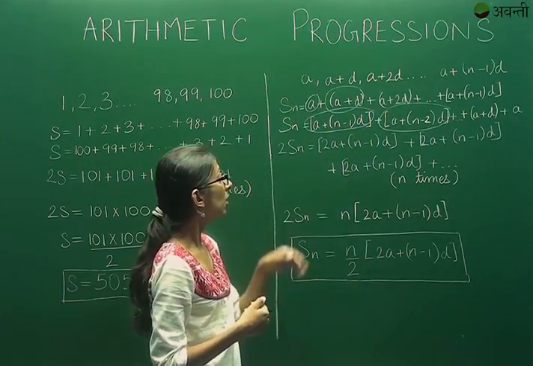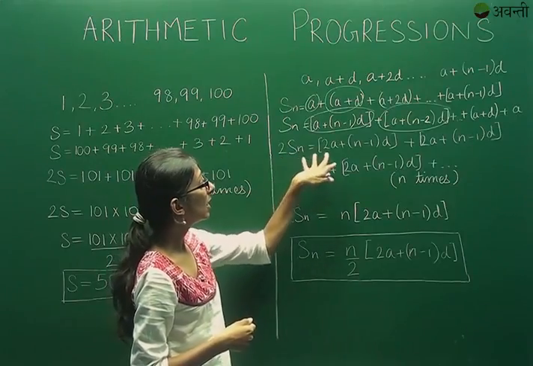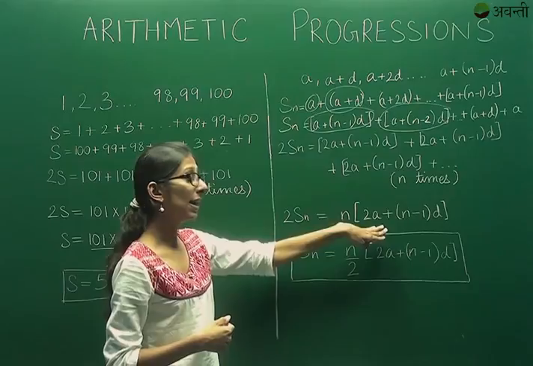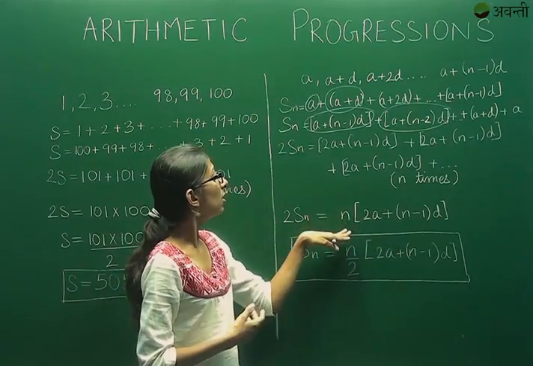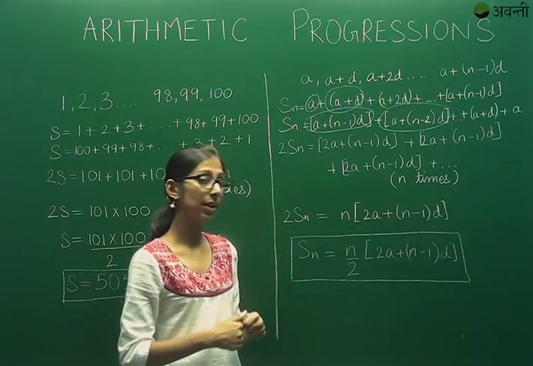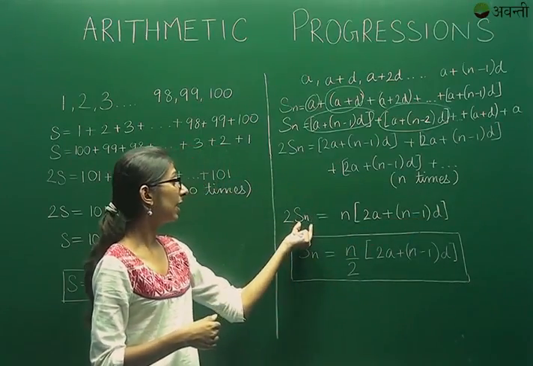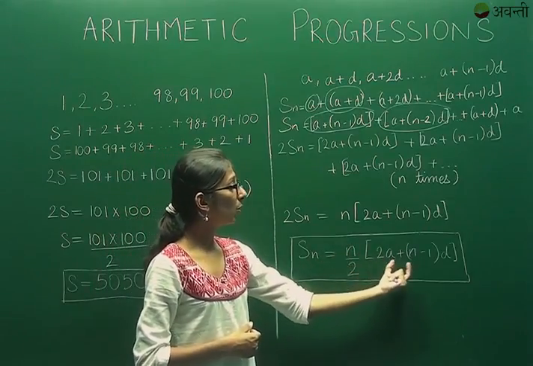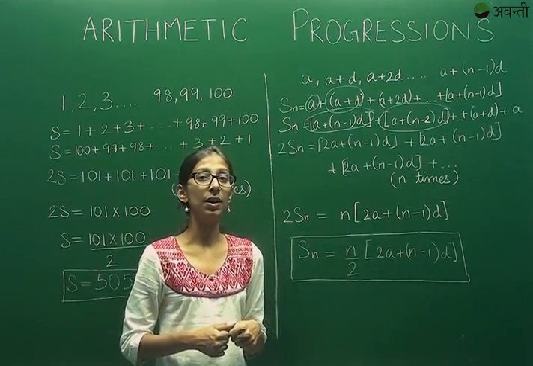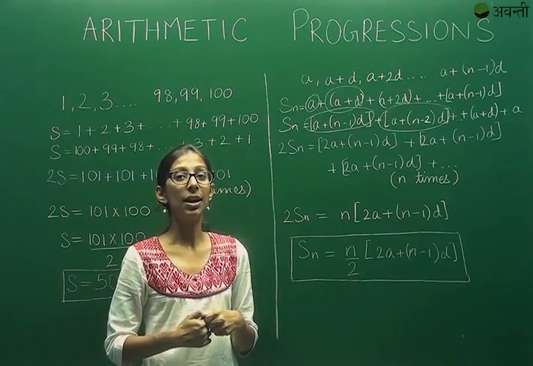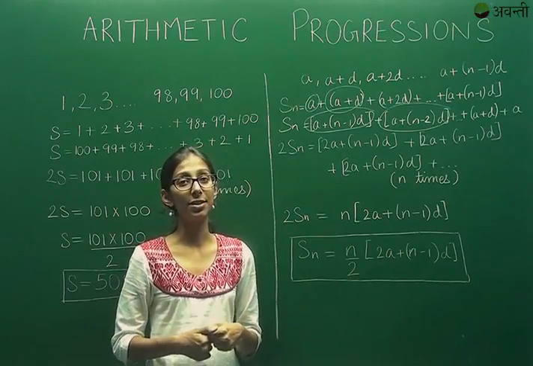So basically twice of Sn is this term repeated n times. So I can multiply it to get the answer. So I will get n into 2a plus n minus 1 into d. So I can get a simple answer for Sn, which will be n by 2 into 2a plus n minus 1 into d. This is my formula for calculating the sum of n terms of an AP, and I can use it to solve various different problems.